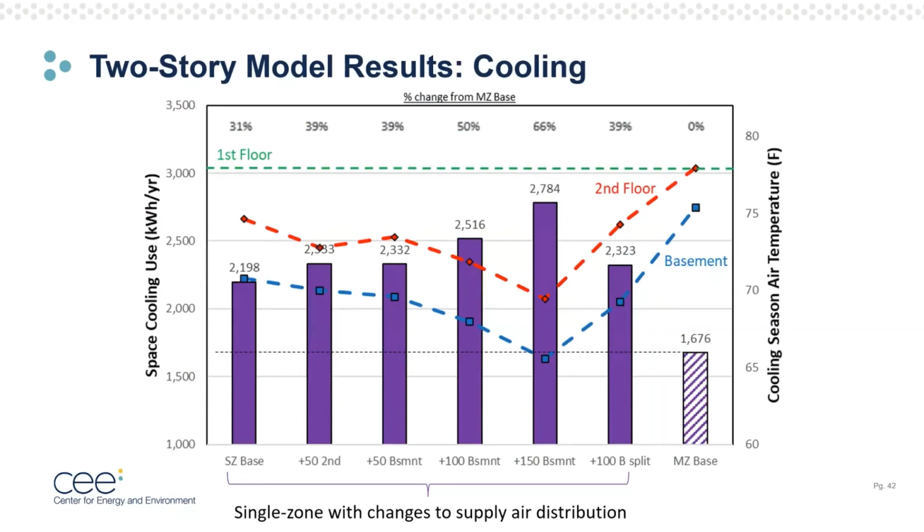So the multi-zone system has the lowest electrical energy use of 1,676 kilowatt hours, and it produces electrical savings from 31 to 66% over the single zone system, depending on the supply air configuration.